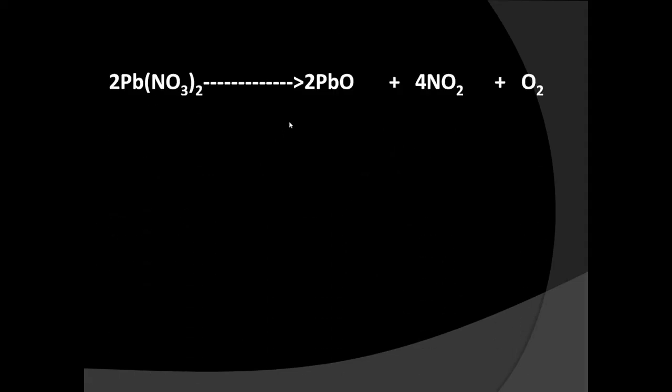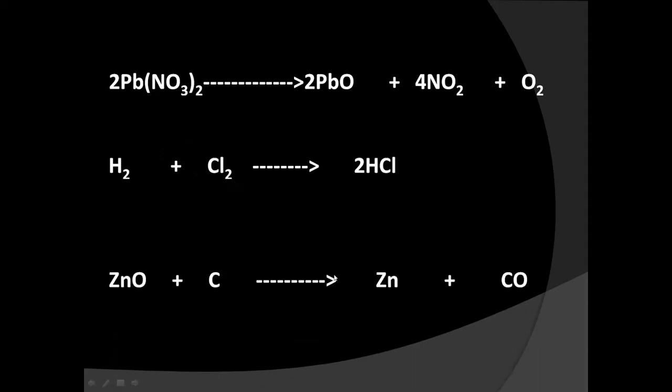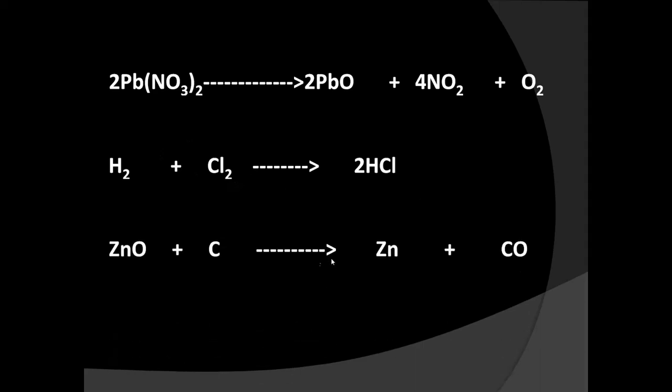Lead nitrate gives rise to lead oxide plus nitrogen dioxide and oxygen. Hydrogen plus chlorine gives rise to hydrochloric acid. Zinc oxide plus carbon gives rise to zinc plus carbon monoxide. Carbon plus oxygen gives rise to carbon dioxide. Here I have given you 8 questions. So do identify which type of chemical reaction each belongs to and write it.